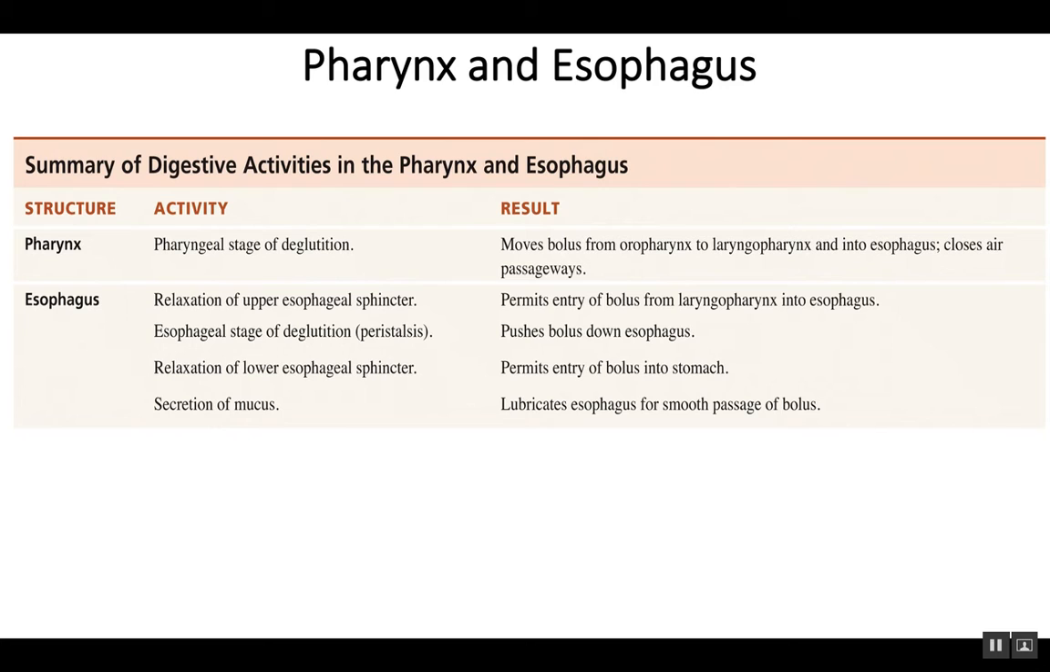You'll notice the only thing that is produced by the throat and esophagus is mucus. So the throat or esophagus doesn't produce any digestive enzymes that are going to digest. It's just going to secrete some mucus to help lubricate the lining.